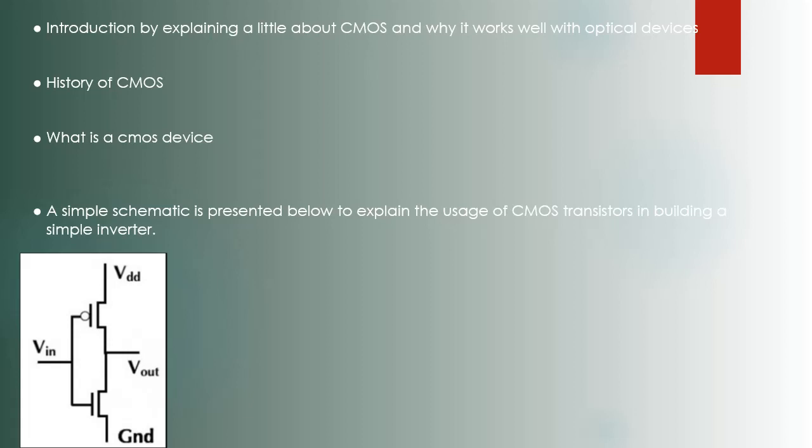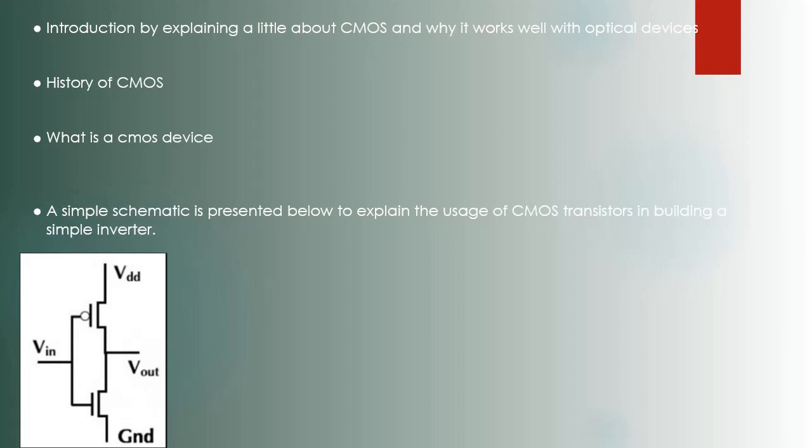So here's a quick little introduction, explaining a little bit about CMOS and why it works so well with optical devices. The basic MOSFET transistors, the PMOS and NMOS, were invented by Mohammed M. Atalla and Dawon Kahng at Bell Labs in 1959. These inventions were adapted into the CMOS by Chih-Tang Sah and Frank Wanlass at Fairchild Semiconductor in 1963. Eventually, the CMOS overtook NMOS in the VLSI industry and went on to replace TTL technology.